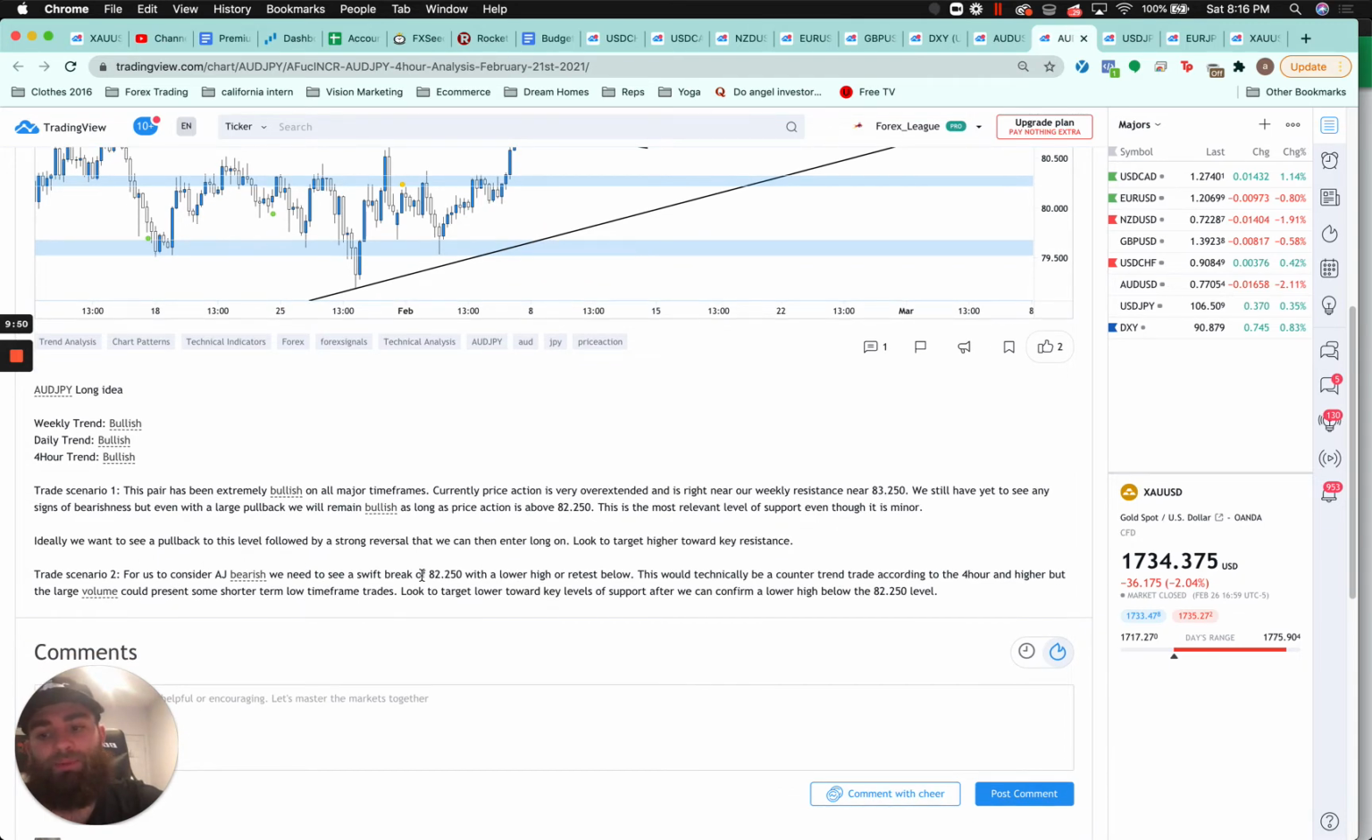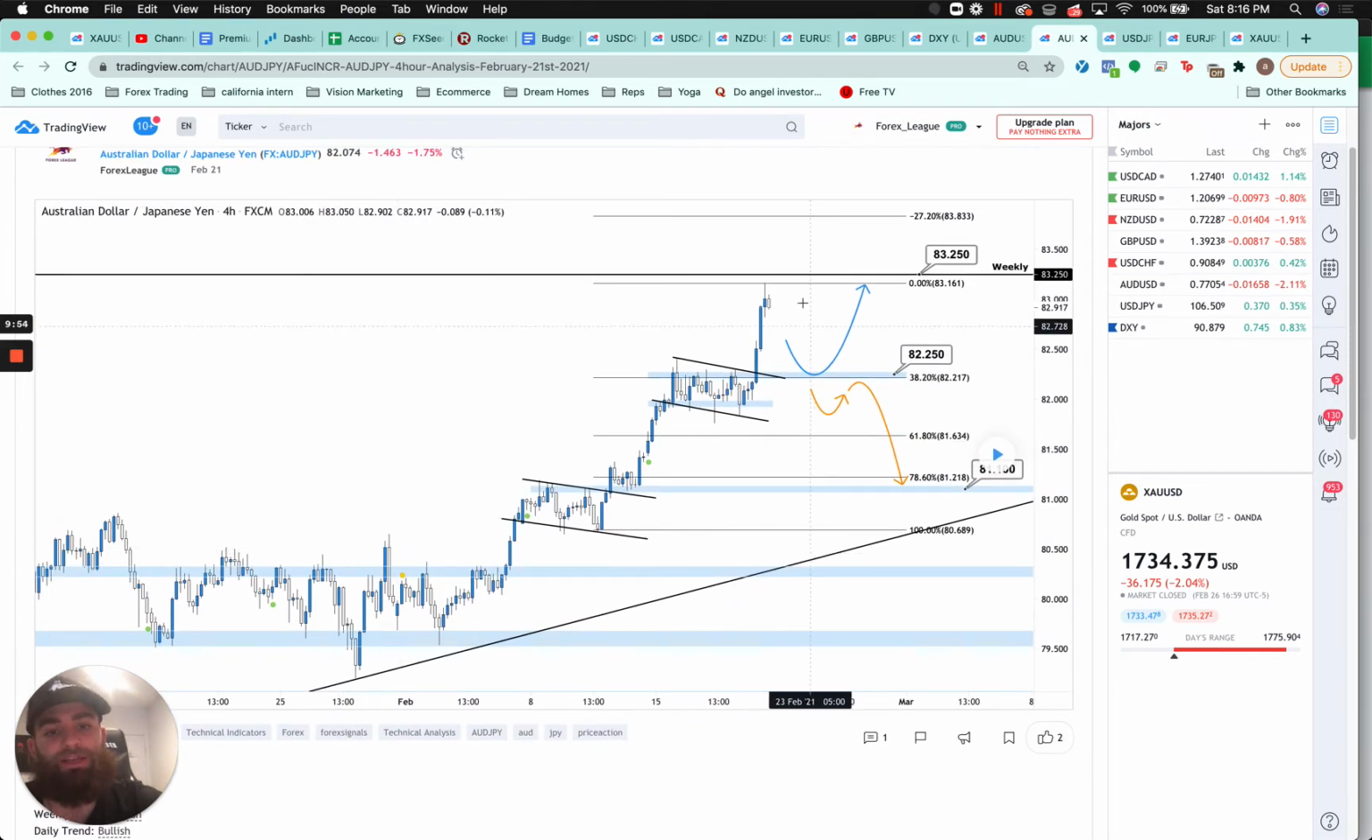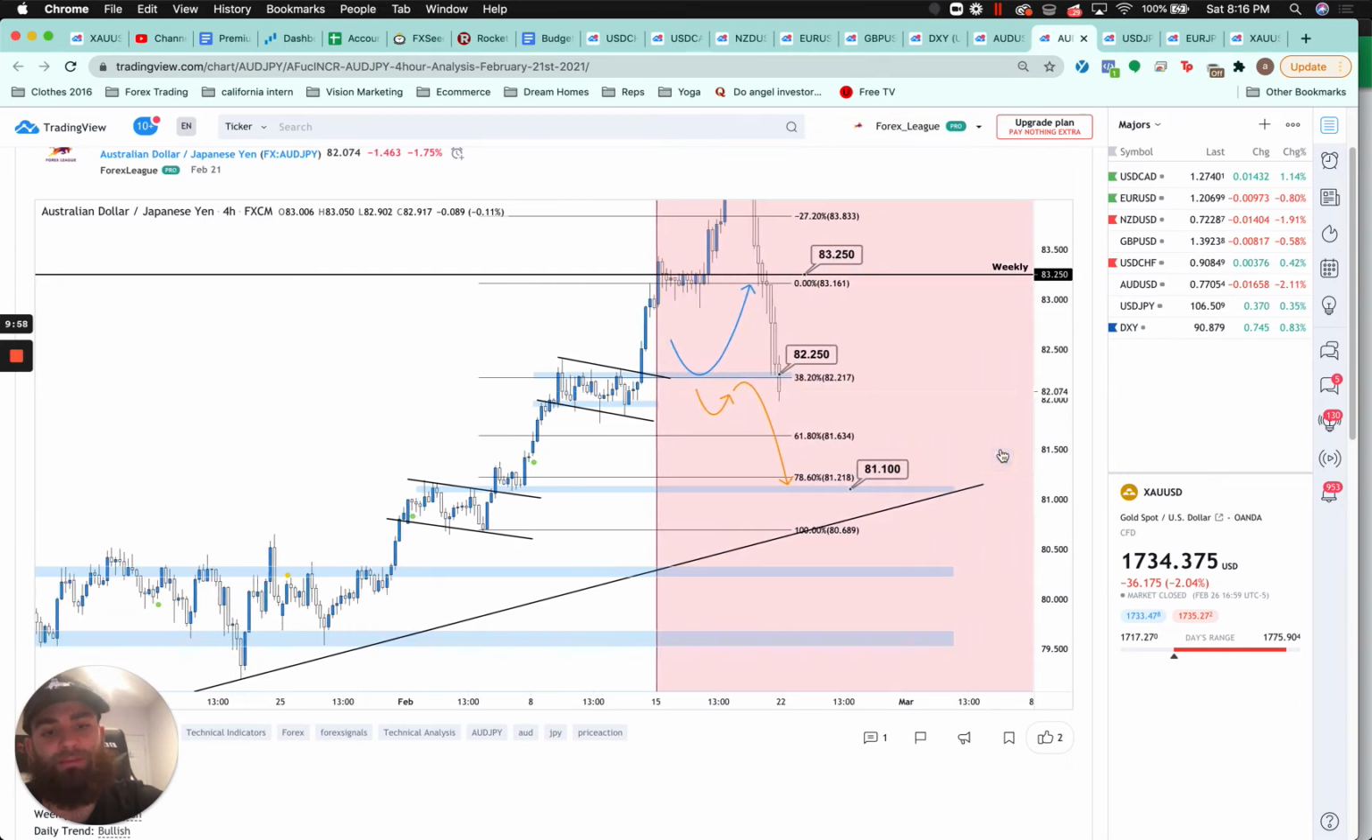Ideally, you want to see a pullback to this level followed by a strong reversal that we can enter long on. So either looking for a pullback here or for price to dip even lower. Let's see how it played out.